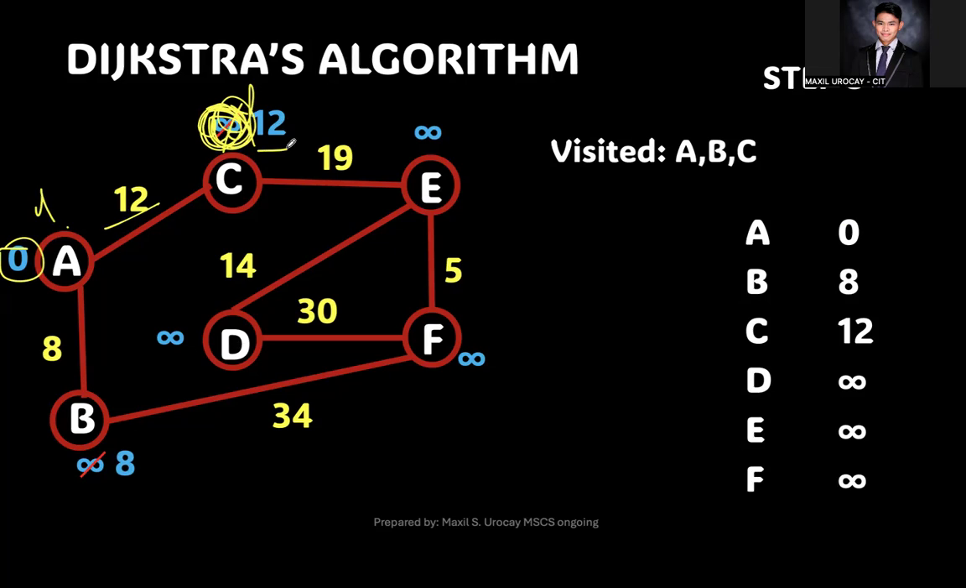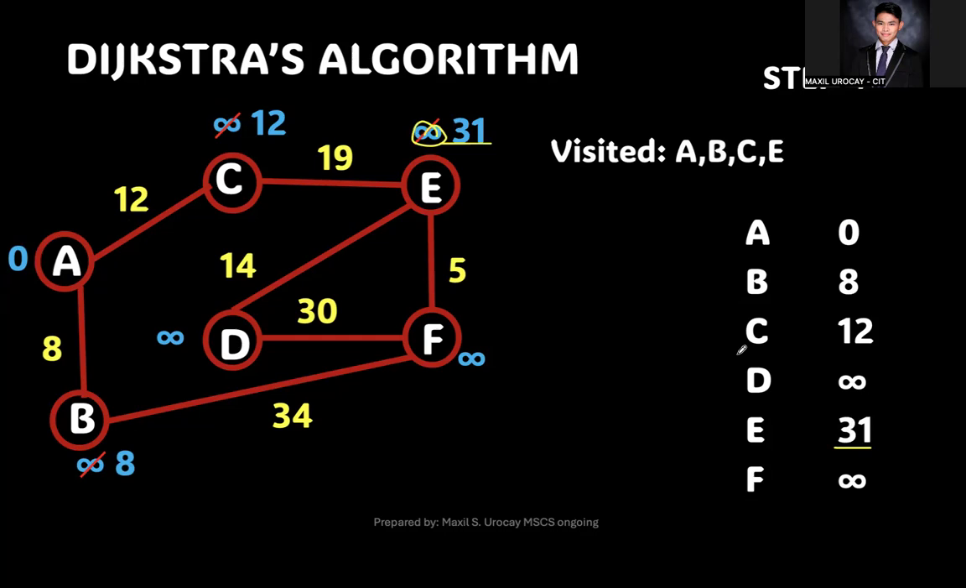Now, next step, there will be C to E and B to F. That will be 12 plus 19. So we can go through C to E first. That will be 31, by adding 12 plus 19. And since 31 is less than infinity, we update the letter E. So that is 31 right now.